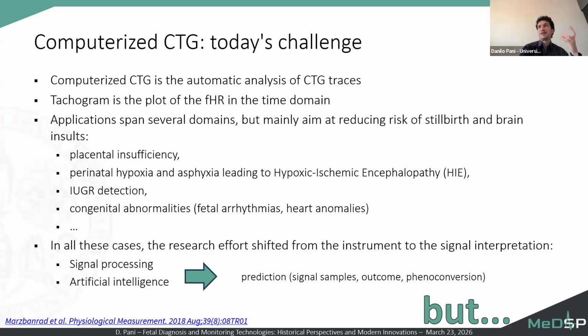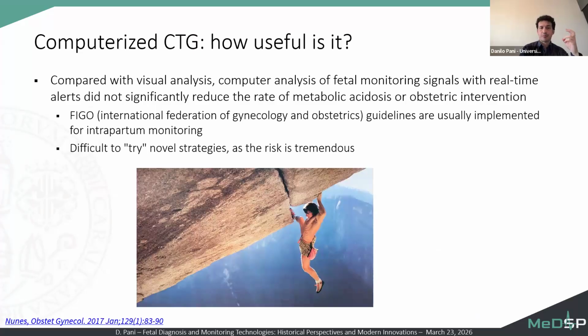But the problem is that it is difficult to exploit this kind of approach in clinical practice because the risk is very high, and gynecologists and obstetricians usually just follow the FIGO guidelines, which are conceived and approved worldwide for intrapartum monitoring. So even though the research developed some new indexes, for instance, based on heart rate variability patterns, the actual use in clinical practice is still very limited.